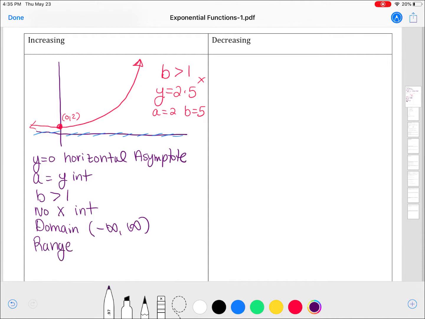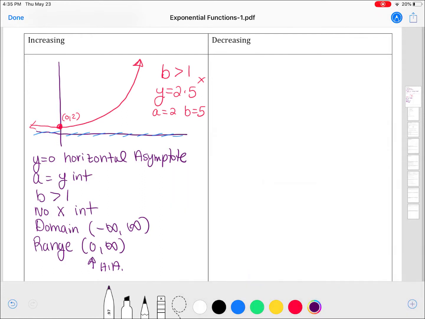The range is going to be from 0 to infinity. Notice I didn't include 0 here. I didn't use a bracket there because remember, it doesn't touch the x-axis. It's going to be everything greater than 0. And this is always going to tie into your horizontal asymptote. Just like the range of a quadratic function is tied in with where the vertex is and whether it's a max or a min, your horizontal asymptote is related to what your range is, because your function is only going to drop down as far as that horizontal asymptote goes.